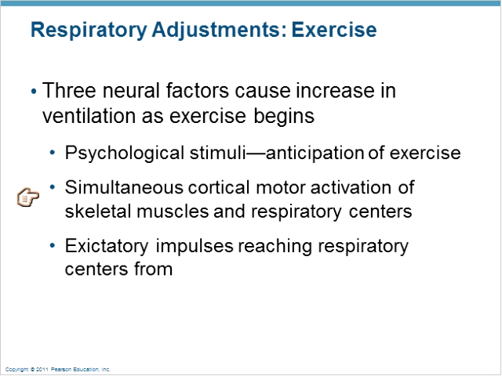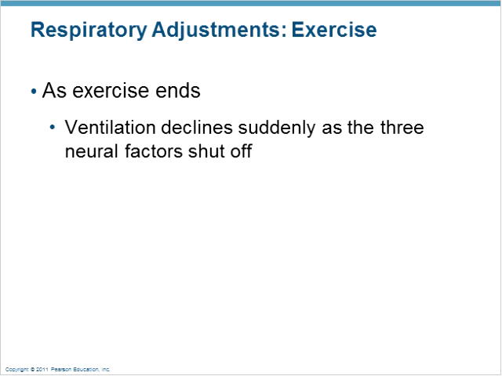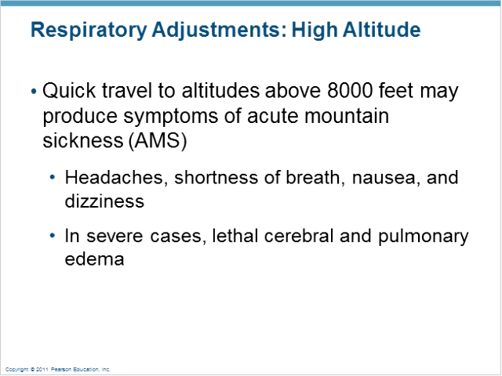There are three main neural factors which cause an increase in ventilation as exercise begins: psychological stimuli, the anticipation of exercise, and the simultaneous cortical motor activation of the skeletal muscles and respiratory centers. And there are excitatory impulses which reach the respiratory centers. As exercise ends, ventilation declines suddenly as the three neural factors shut off, so eventually you go back to normal.